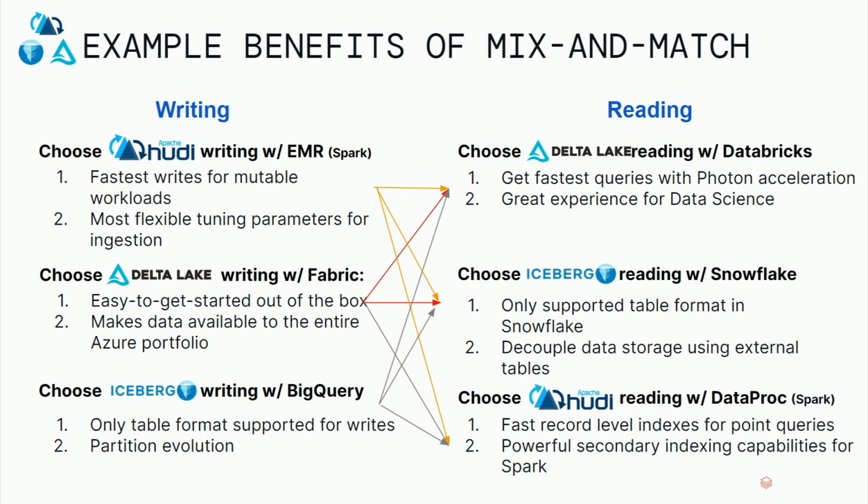For example, maybe you choose Hudi for writing with EMR and Spark. It gives you faster writes with mutable workloads, and also a lot of parameters to tune for ingestion purposes. But on the Databricks side, maybe you want to use Photon, a C++ vectorized query engine. It works really well with Delta Lake, so maybe you want to use that on the other side. Similarly, you might be using Delta Lake with Fabric on the Microsoft ecosystem. And then you might be using Snowflake on the other side, which currently only supports Iceberg. So that's something you want to interoperate between.